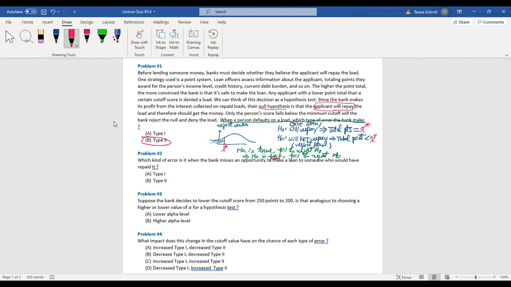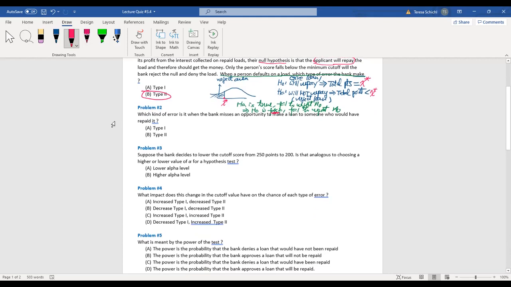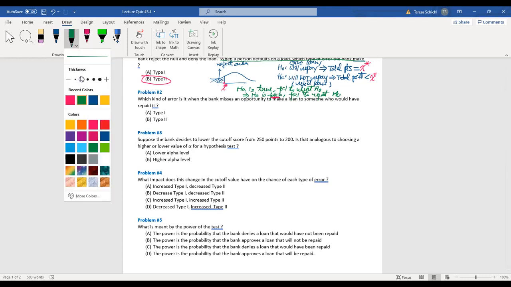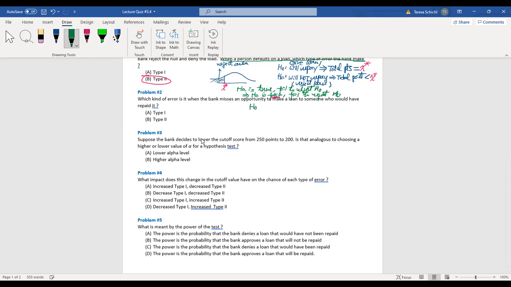All right. So now let's take a look at problem number 2. What kind of error is it when a bank misses an opportunity to make a loan to someone who would have repaid it? Let's try to translate it to words. Bank missed the opportunity. What does that mean? That means H0 is true. This person can really pay back. They should get a loan, but the bank misses the opportunity.